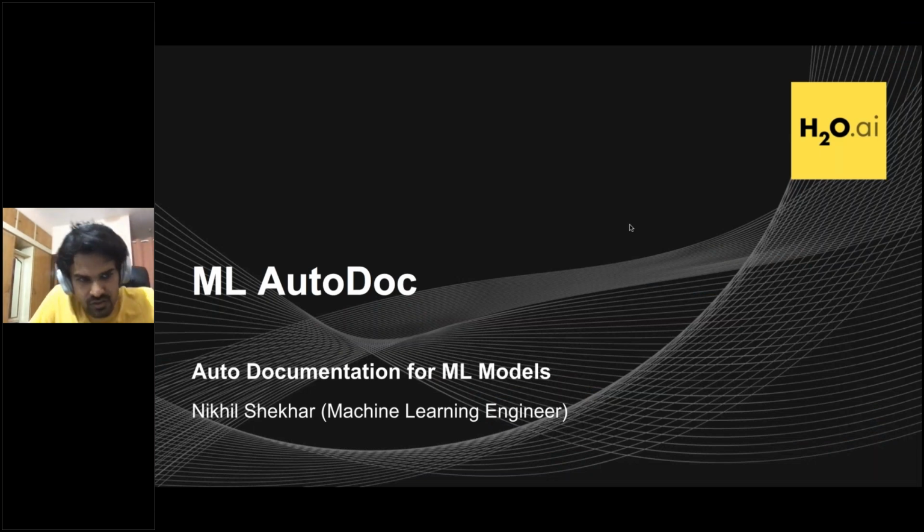So we'll be going over the AutoDoc, which is a new product from H2O. This basically is for documenting the models which you develop, including the model pipeline, feature engineering, etc. So we'll go into the details of what kind of models are supported in the AutoDoc and how the idea of AutoDoc came into picture, etc., over the course of the next 1 hour or so.